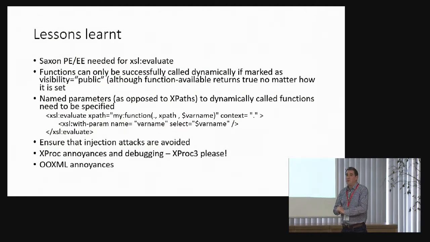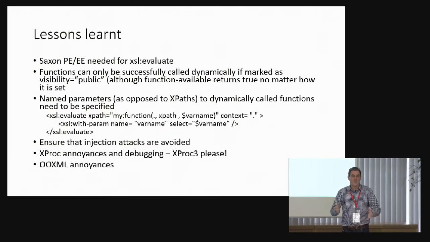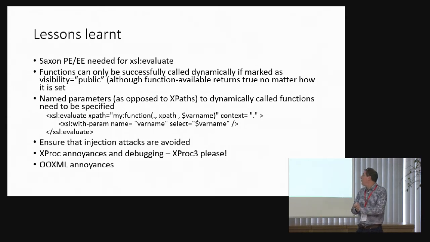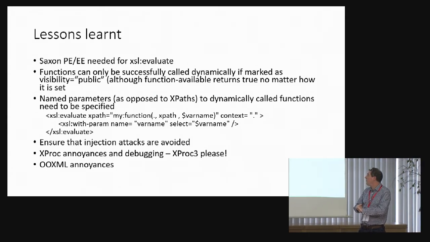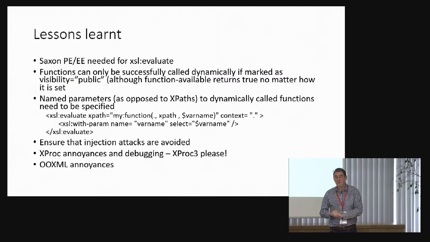So what did I learn? Because I said right from the start, this is as much about me learning as developing a tool to give to users. Well, if you're going to dynamically call functions using XSL Evaluate, then you need to use Saxon PE or EE, not HE, but that's fair enough.